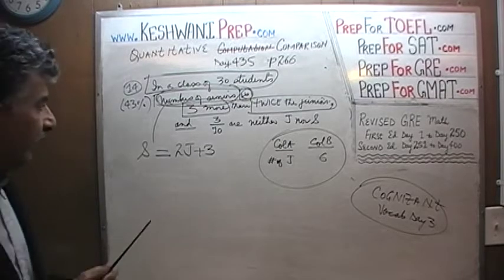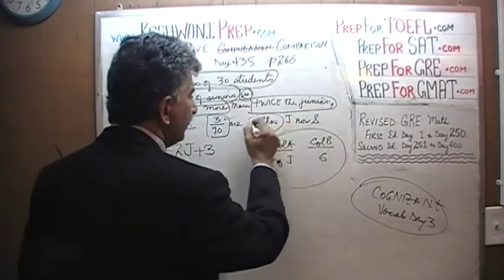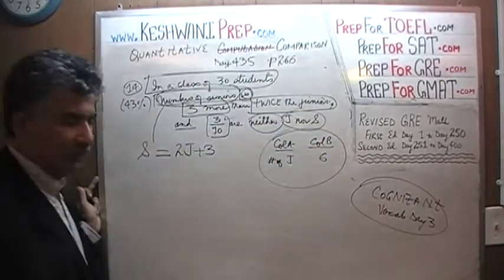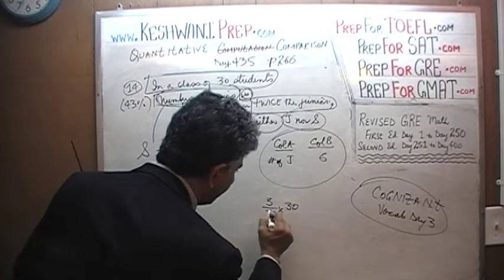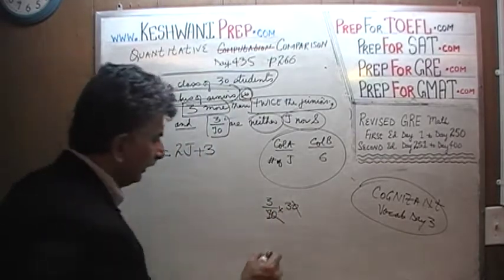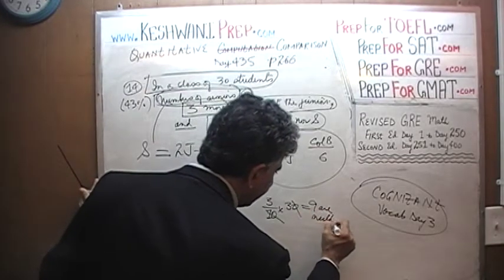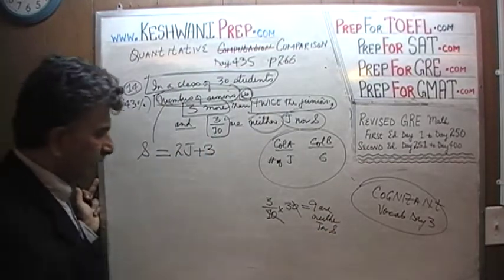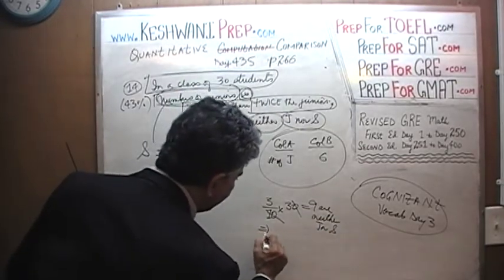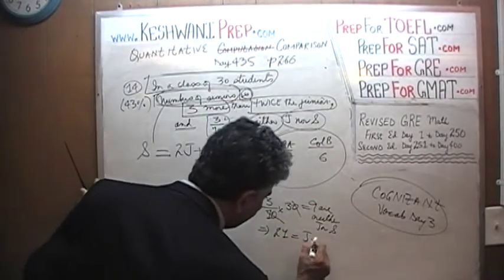The second sentence is that we are told that three tenths of them are neither junior nor seniors. Let's find out what 3/10 of 30 is. 3/10 of 30, zeros cancel out, and that's 9. 9 are neither junior nor seniors. Now what does that tell us? Well, that implies that 21 of them are either juniors or seniors.